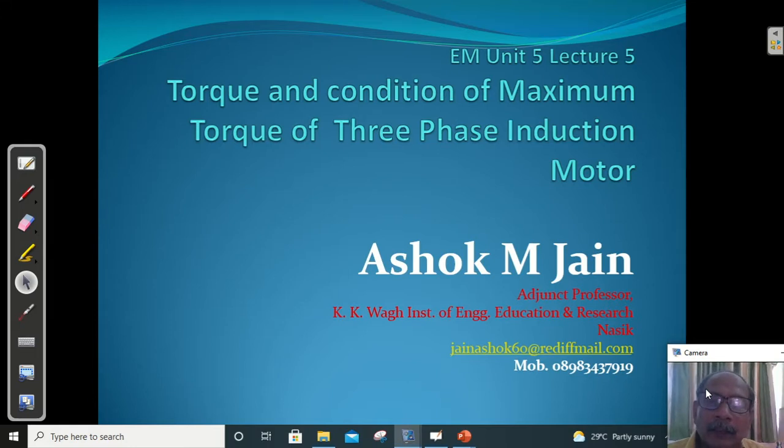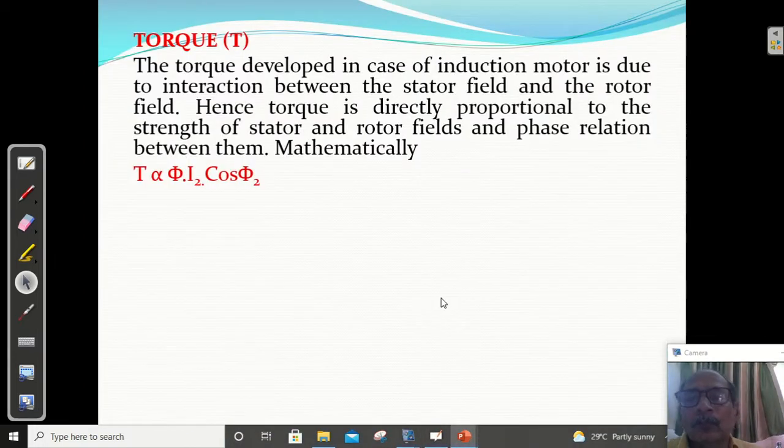In this lecture number 5, I am going to discuss torque, starting torque, running torque, and the condition of maximum torque in case of a three-phase induction motor. So first of all, we will discuss what a torque is. Torque developed in an induction motor is due to the interaction of the field between the stator and rotor. Because of the interaction between the stator field and rotor field, torque will be produced.